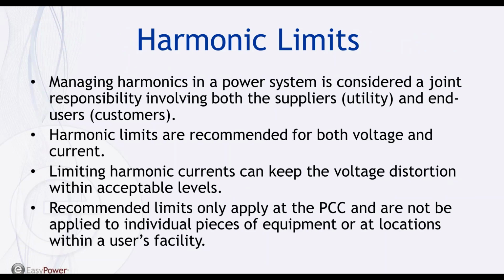We'll discuss harmonic limits. Since managing harmonics in a power system is considered a joint responsibility involving both the supplier and the end users, IEEE 519 places recommended harmonic limits for both voltage and current. The recommended values are based on the fact that some level of voltage distortion is generally acceptable, and both parties must work together to keep actual values within acceptable levels. By limiting the harmonic currents by users, the voltage distortion can be kept within acceptable levels.